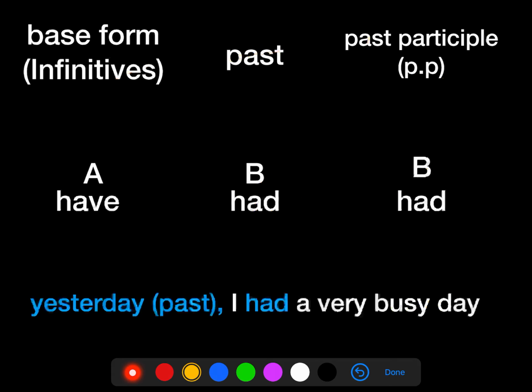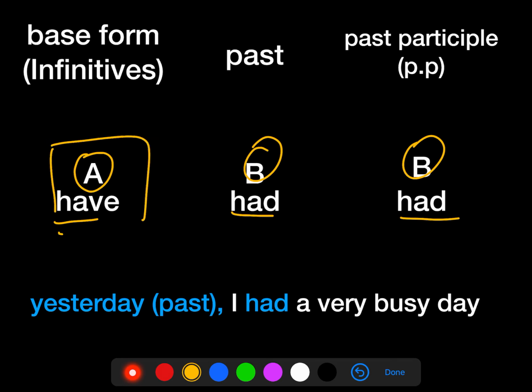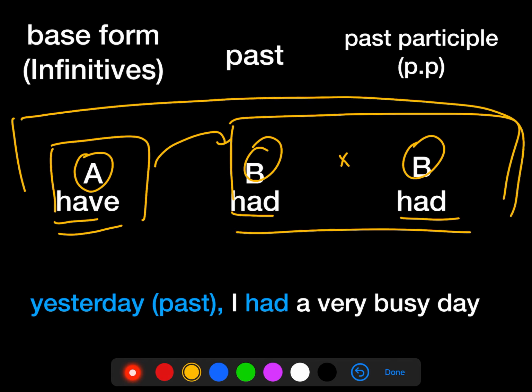Okay, so let's start with the group A B B, as you guys might have noticed already. So ABB means the form of the verb does not change in the past tense and PP. So like this, have. Oh, but it changes into had, but then it does not change again. So it's like this group, ABB.